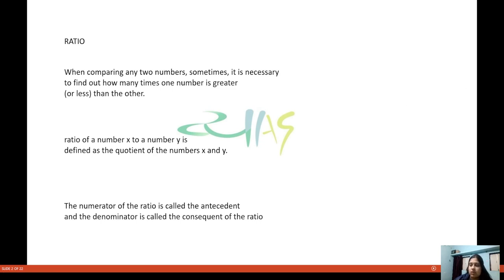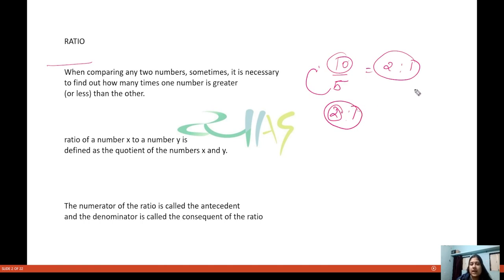Now, what is ratio? When we are comparing any two numbers, that comparison will come out in terms of ratio. For example, 10 by 5. You can write this as 2 is to 1. What that means is that this 10 is 2 times that of 5, or they are in the ratio 2 is to 1. The ratio of number x to number y is defined as the quotient of the numbers x and y.